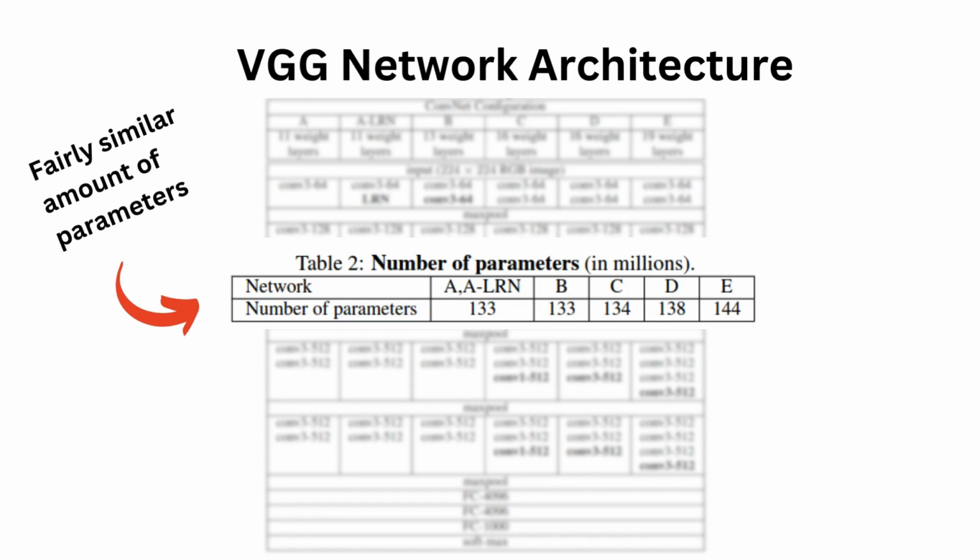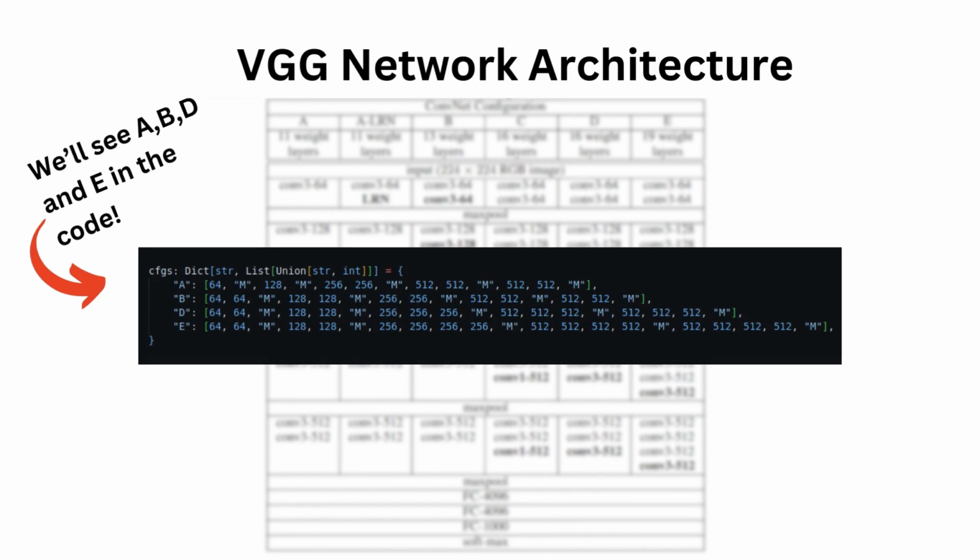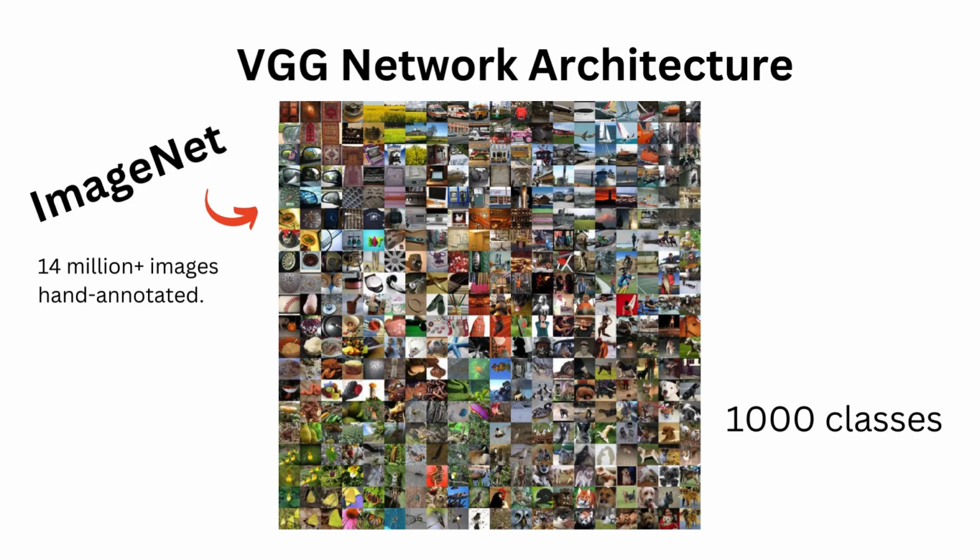All of these networks have roughly a similar number of parameters, which equates to about twice those of AlexNet. In the PyTorch walkthrough section, we'll see that the A, B, D, and E configurations were implemented in the official documentation. This network was trained for the main result on ImageNet, which is a 1000 class dataset used for image recognition problems. This is used throughout many research papers.